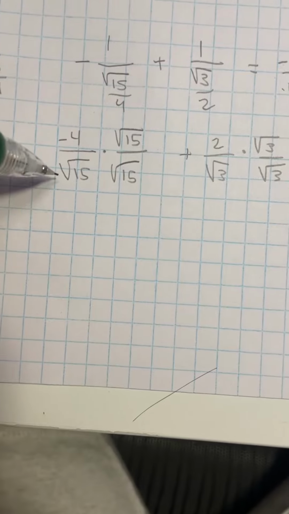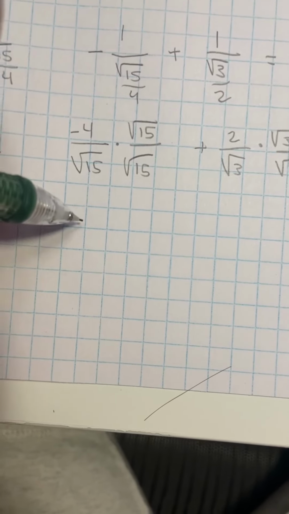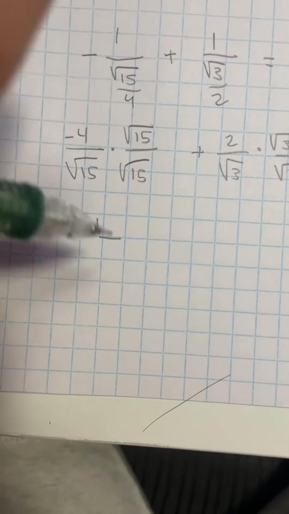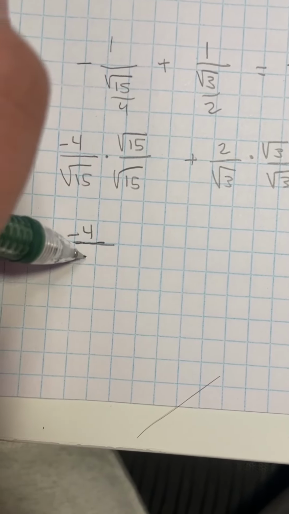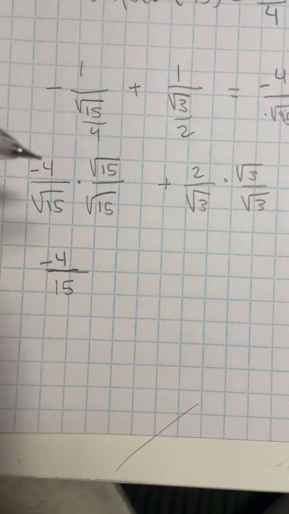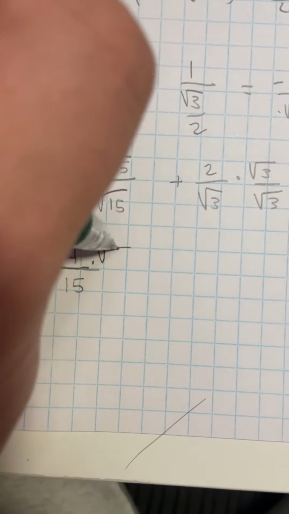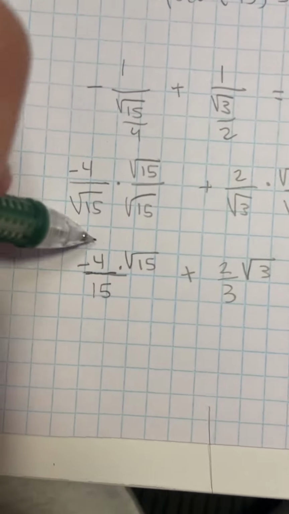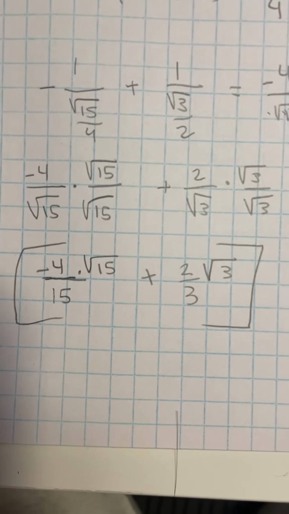And our final answer is going to be negative 4 times the square root of 15 over 15, plus 2 times the square root of 3 over 3. And that is our answer.